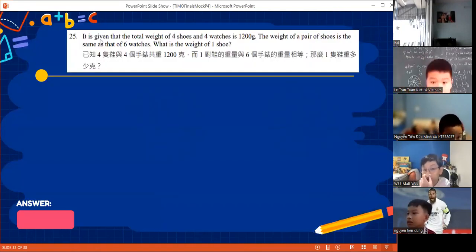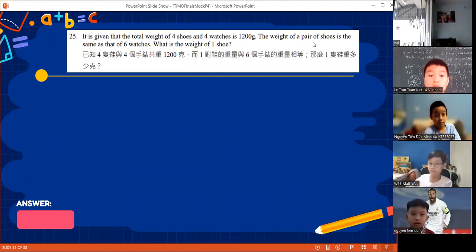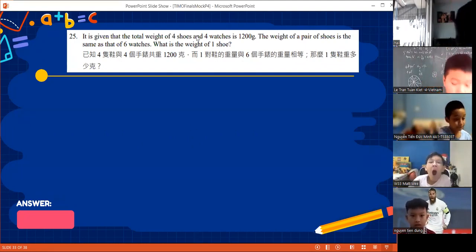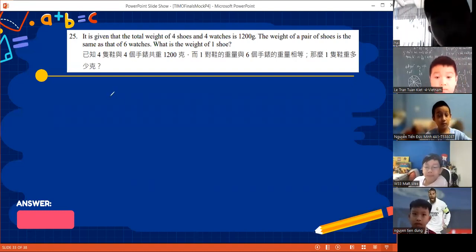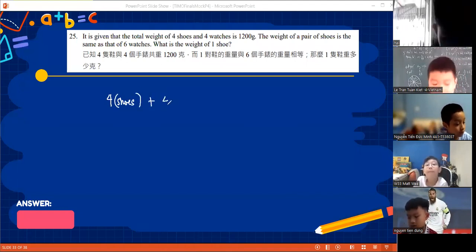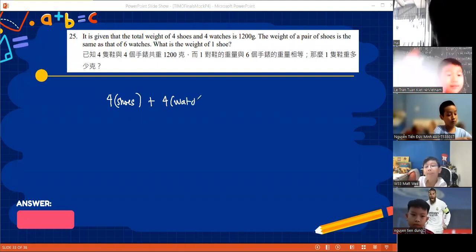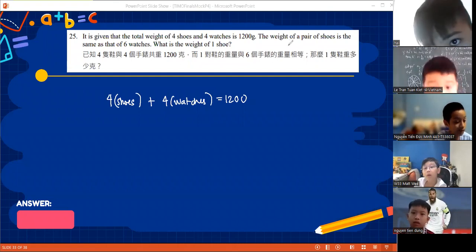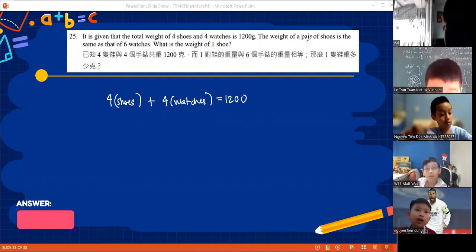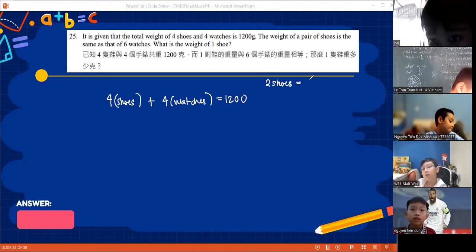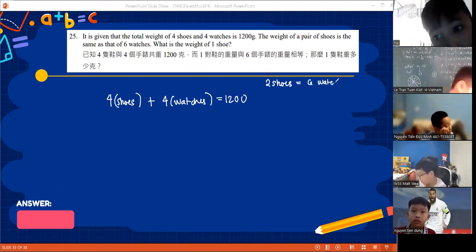Okay, this one. It is given that the total weight of 4 shoes and 4 watches is 1,200. So this is very easy. We're on to 6 questions. In here, 4 shoes plus 4 watches is equal to 1,200. A weight of a pair of shoes is equal to 6 watches. So meaning 2 shoes would be equal to 6 watches, right?